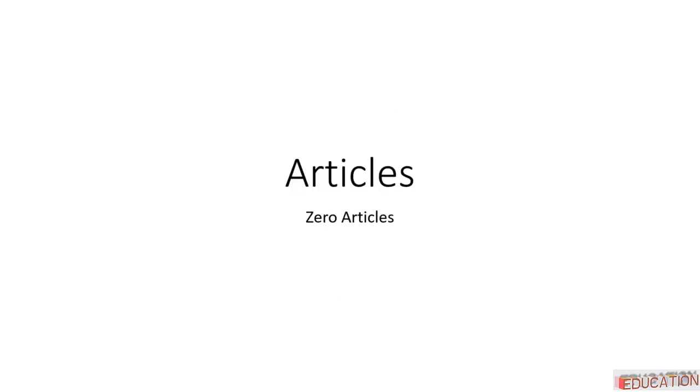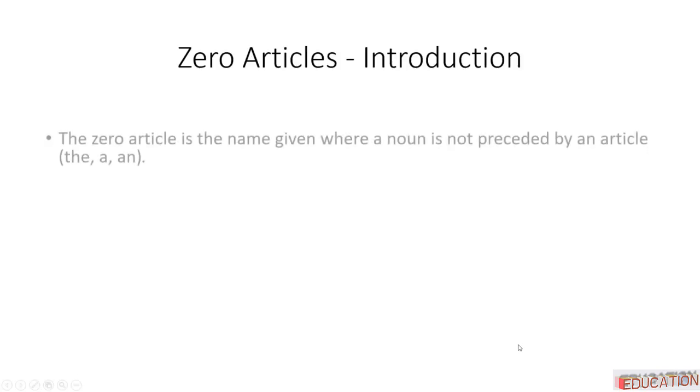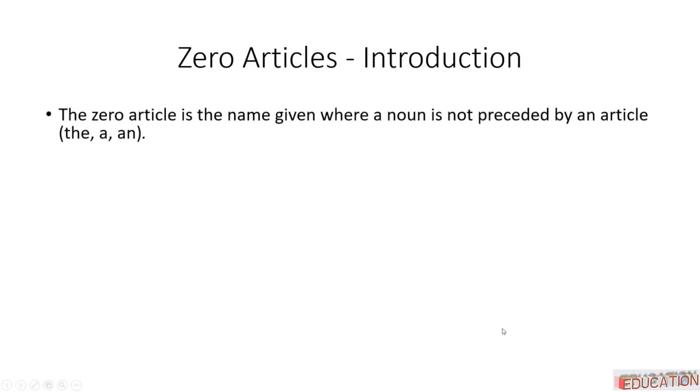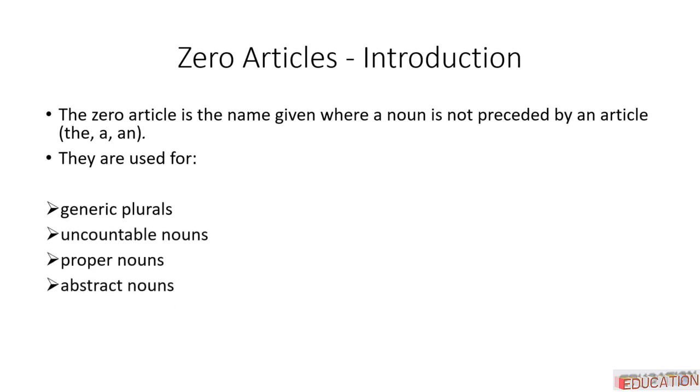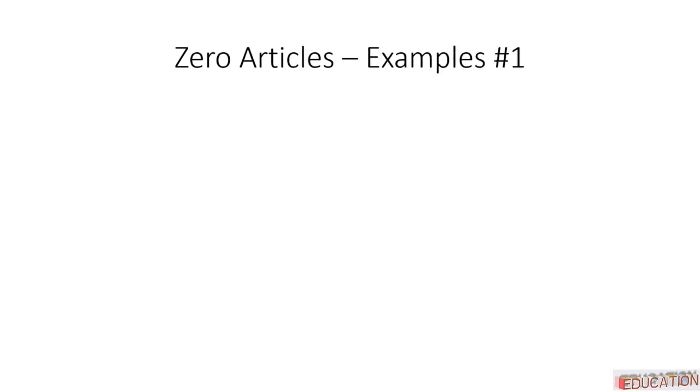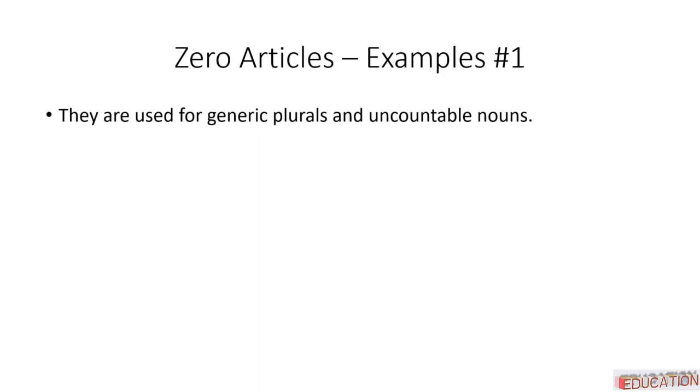This lesson is all about zero articles. A zero article is the name we give where a noun is not preceded by an article, i.e. the, a or an. We use zero articles in generic plurals, uncountable nouns, proper nouns, abstract nouns, materials, and meals. We use them for generic plurals and uncountable nouns.